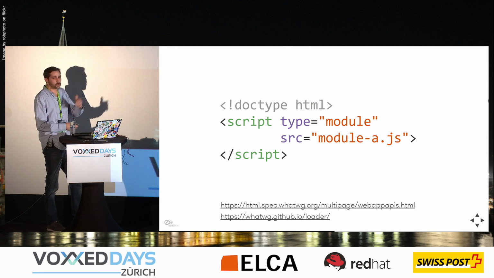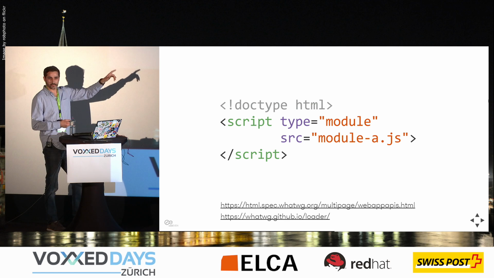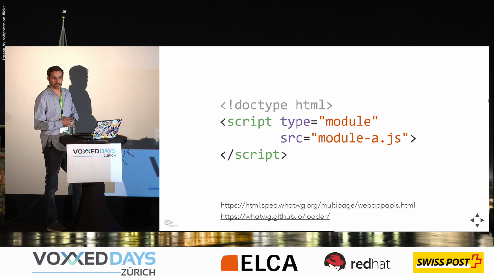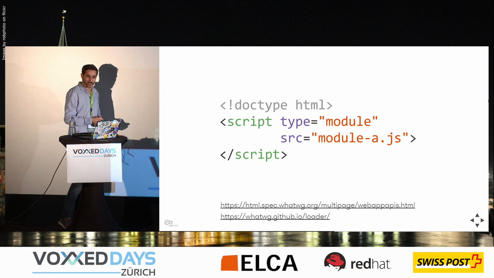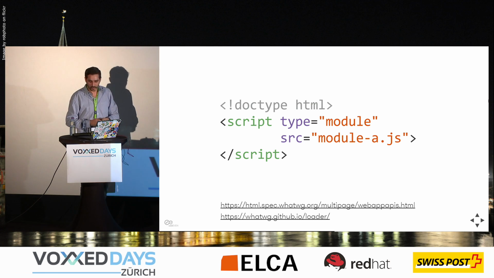The ultimate goal is that within our HTML, we can just write a script type module with a src and the URL to a module. Then the browser will be able to load this file, and it knows that this is an ES6 module, so it will load it as a module. That's really the ultimate goal where we want to get.